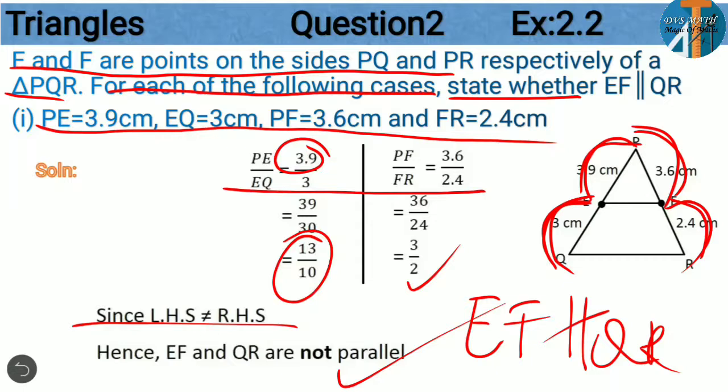Take the ratios of the other two sides and divide them. If both are equal, LHS and RHS, then you will say that EF is parallel to QR. If it is not, it is not parallel. Clear? This is very simple, we are just applying the converse of BPT. First, taking the measurements, take the ratios of their sides and simplify. If they are equal, write that they are parallel. If they are not equal, they are not parallel. Let's see the next sub question, you will understand better.